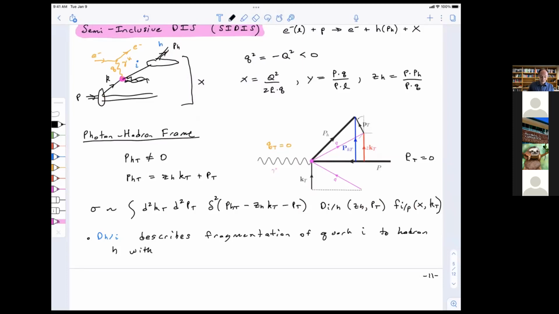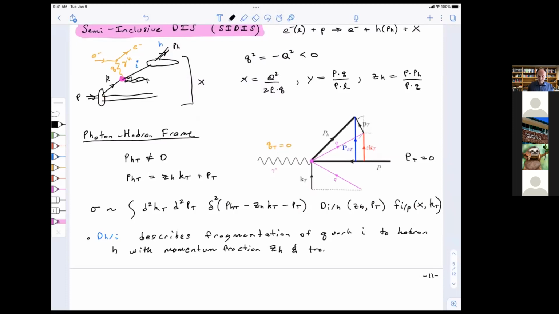And the hadron takes a momentum fraction of the quark, right? It doesn't have to take the full momentum of the quark. It only takes part of it. That's actually what ZH is. It's how much the hadron takes of the quark's momentum. And that's why there's a ZH in the D.